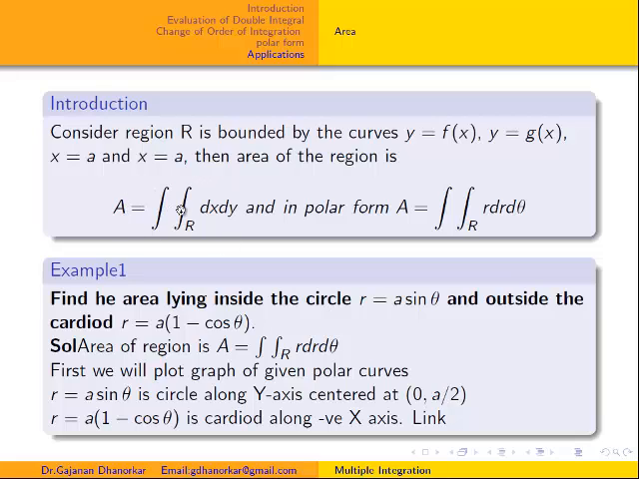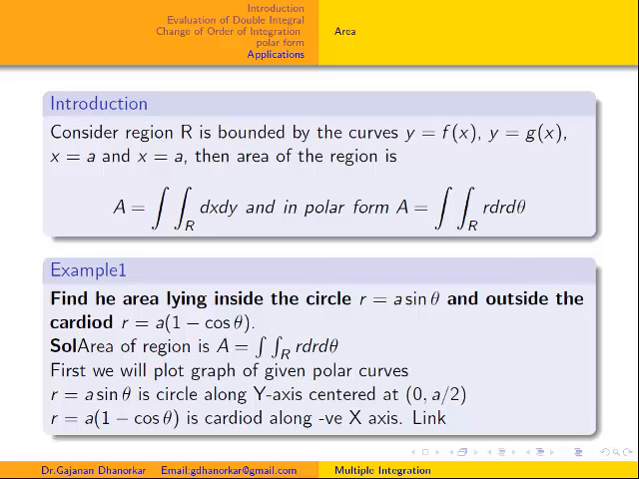This is in Cartesian form. If we convert into polar form, then we have to replace x equal to r cos theta, y equal to r sin theta, and then we will get our polar form. This is double integration over R. Now we know dx dy is nothing but r dr d theta in polar form. Therefore, this is the formula for double integration.